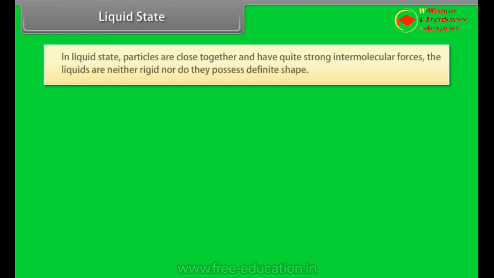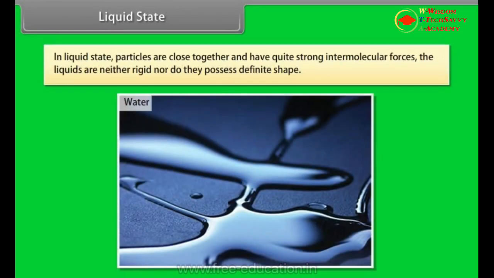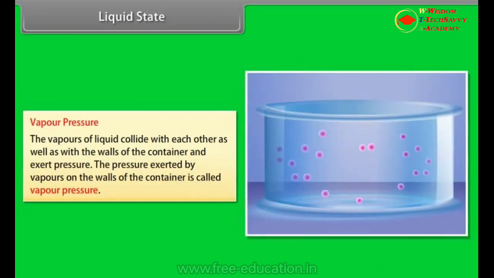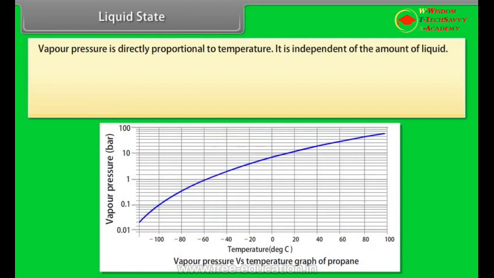Liquid state. In the liquid state, particles are close together and have quite strong intermolecular forces. Liquids are neither rigid nor do they possess definite shape. Vapor pressure. The vapors of a liquid collide with each other as well as with the walls of the container and exert pressure. The pressure exerted by vapors on the wall of the container is called vapor pressure. Vapor pressure is directly proportional to the temperature. It is independent of the amount of liquid.